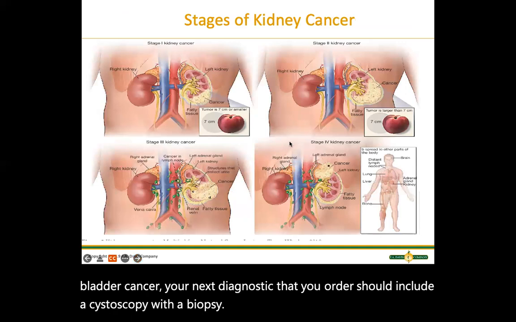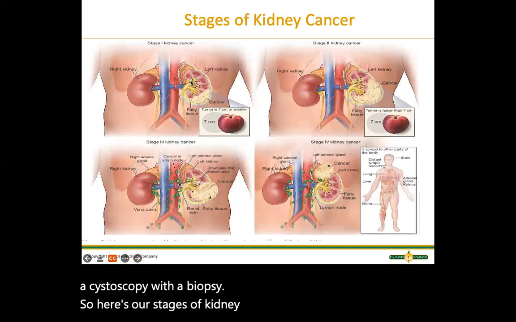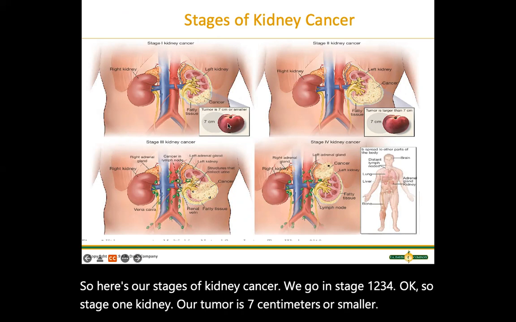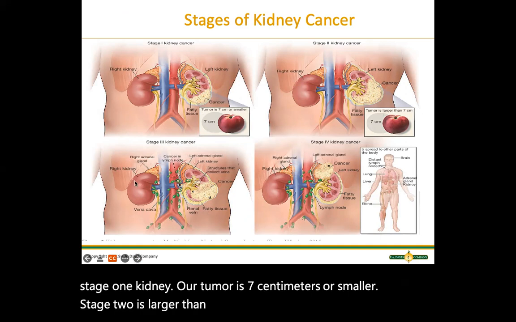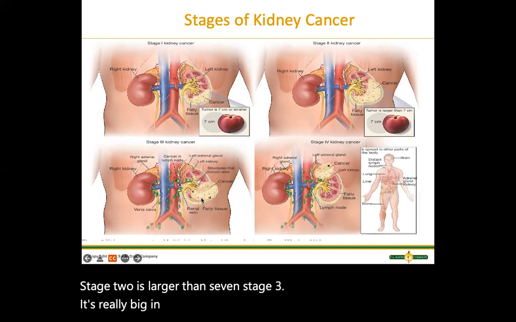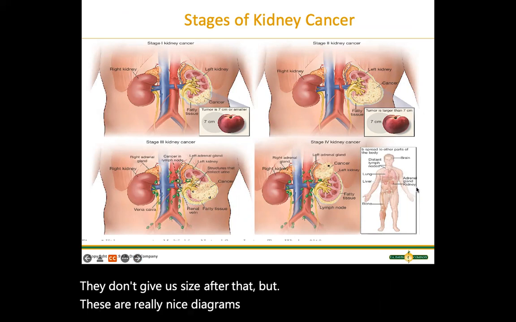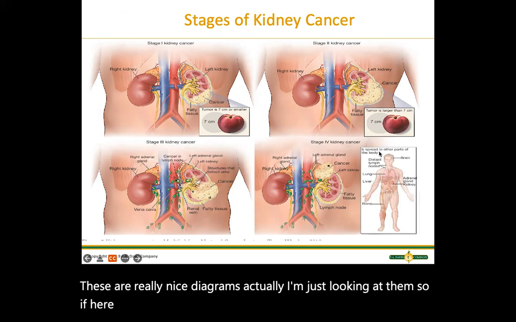So here are our stages of kidney cancer. We go in stage 1, 2, 3, 4. Stage 1 kidney, our tumor is 7 centimeters or smaller. Stage 2 is larger than 7. Stage 3, it's really big in here. They don't give a size after that. These are really nice diagrams. In terms of stage 4, it's already spread to other parts of the body. We have metastasis.